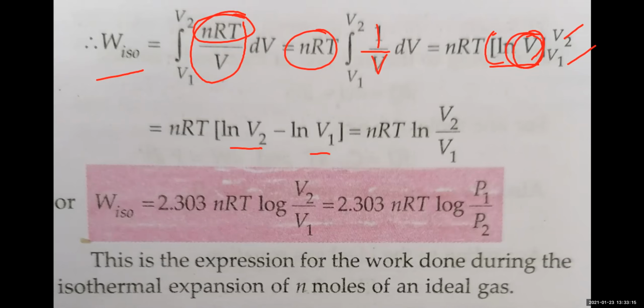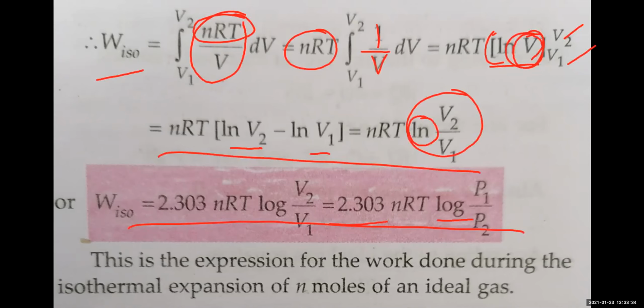Log V2 minus log V1 is nothing but log V2 upon V1. And if you want to replace this natural log by log to the base 10, then you simply need to multiply by 2.303, and then ln will change into log. So children, this is the formula for work done during the isothermal process of n moles of ideal gas, right? So this is the work done during the isothermal process.